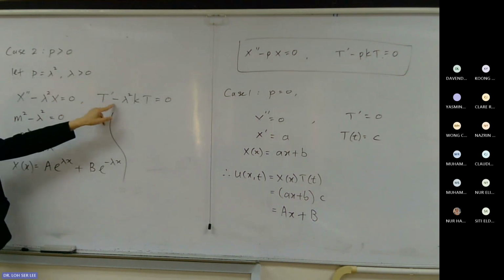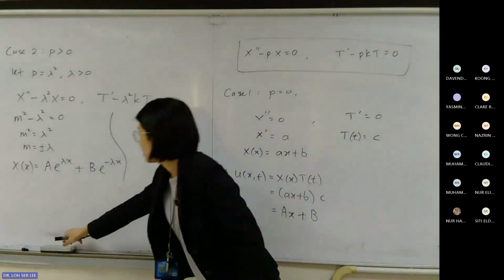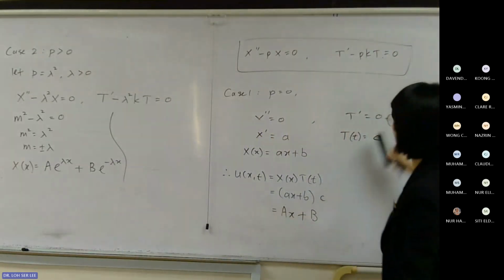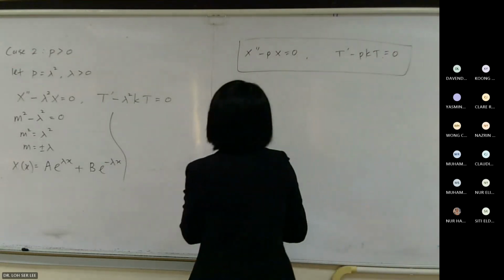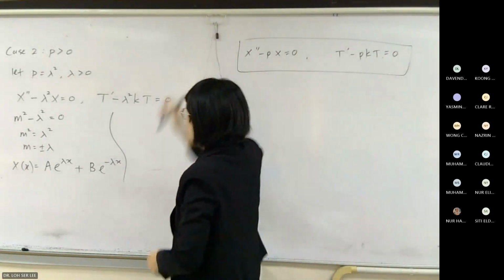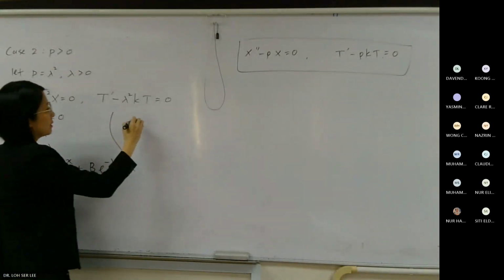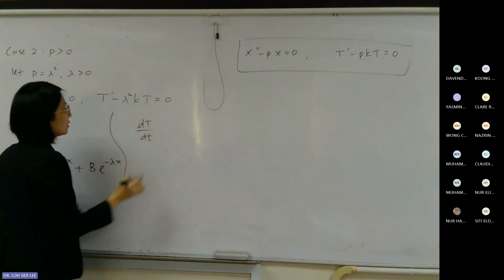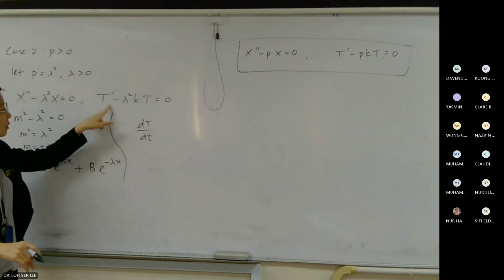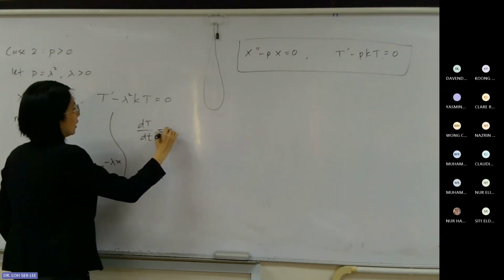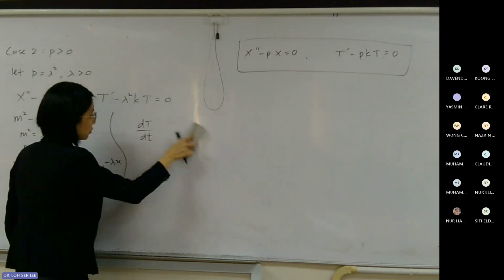And now this is the first order differential equation. So do you still remember how to solve the first order differential equation? T prime is dT over dt, right? Because this T, we know that T prime is dT over dt. Minus lambda squared k. Okay, this one we just move this to the right.